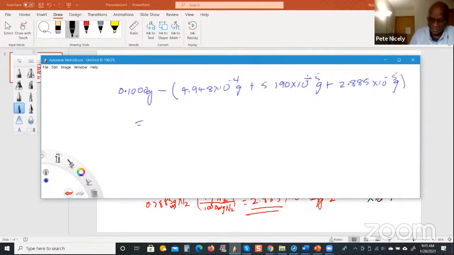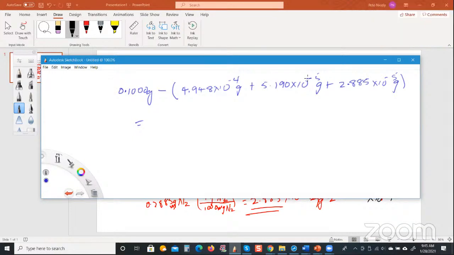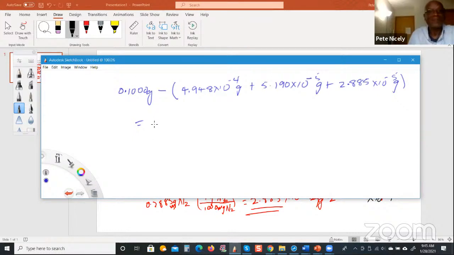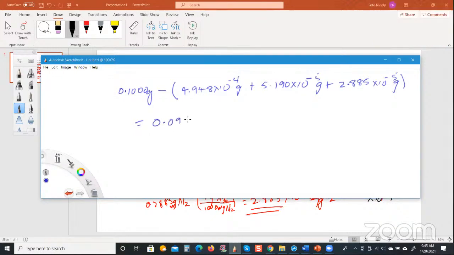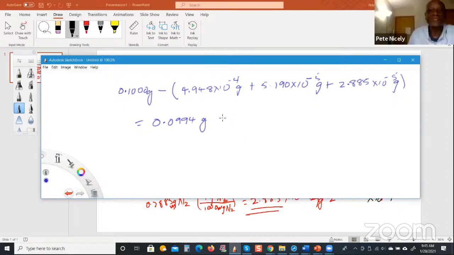4.948 times 10 to the minus 4 plus 5.19 times 10 to the minus 5 plus 2.885 times 10 to the minus 5, and then 0.100. Okay, so now I got a different number. The number I got here is 0.0994 grams. So this will represent the mass of oxygen. This represents the mass of carbon. This is hydrogen. This is nitrogen. And we have the mass of oxygen.